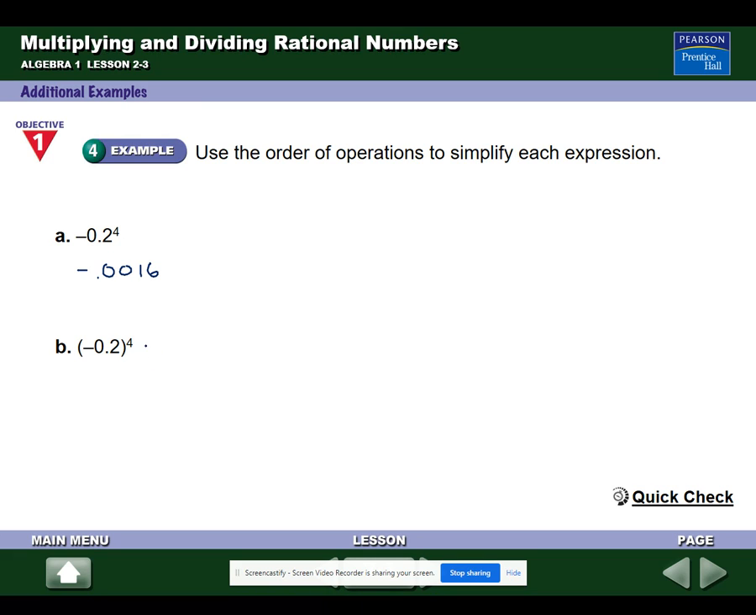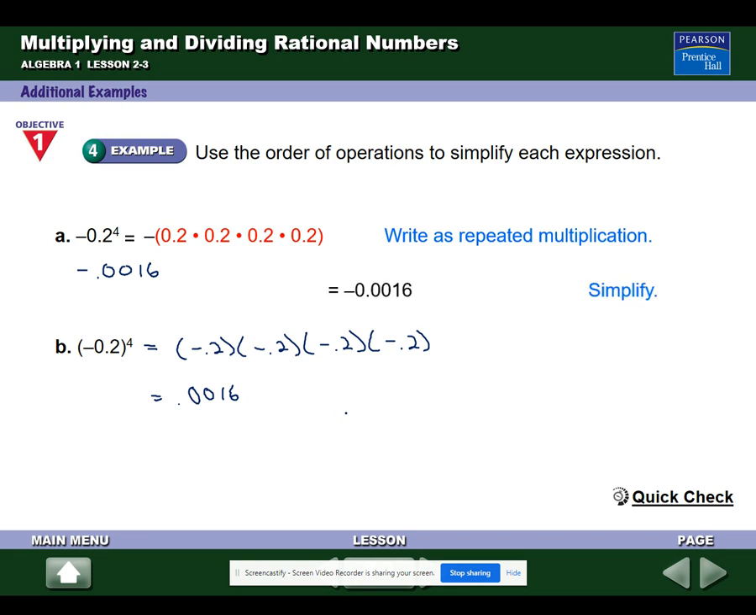As opposed to here, and if you think about what I just said about this, it's negative 0.2 times 0.2 times 0.2 times 0.2. This is really saying negative 0.2 times negative 0.2 times negative 0.2 times negative 0.2. That's a negative times a negative times a negative times a negative. That's going to be positive. This is 0.0016. The difference of the parentheses is saying take negative 0.2 and multiply it by itself 4 times, whereas here, it's the opposite of 0.2 multiplied by itself, a total of 4 0.2s.